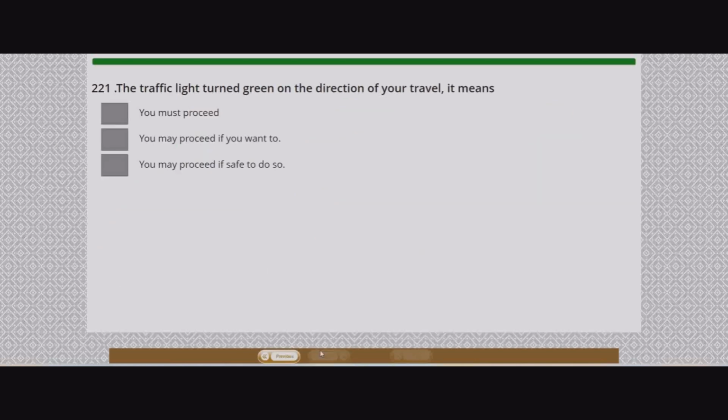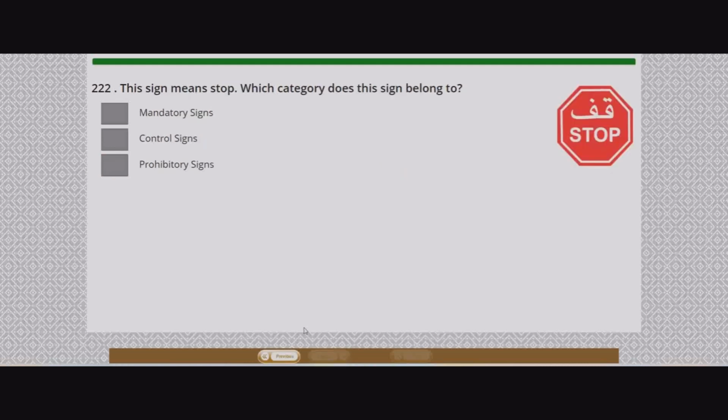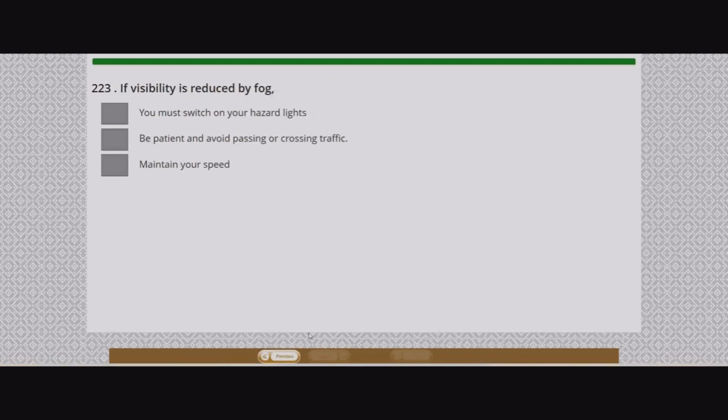First one. The traffic light turned green in the direction of your travel. It means you may proceed if safe to do so. This sign means to stop. Which category does this sign belong to? Control sign.